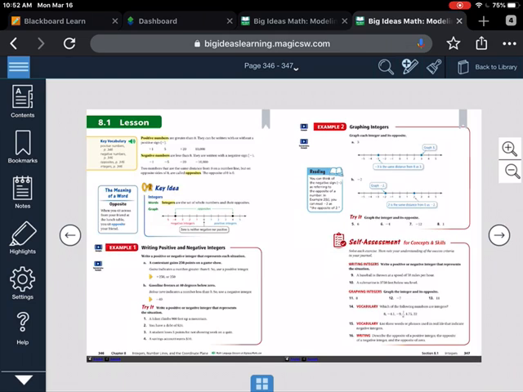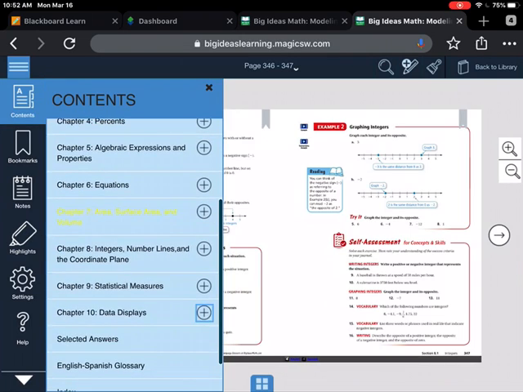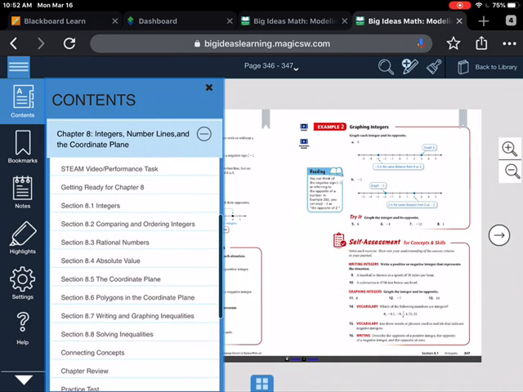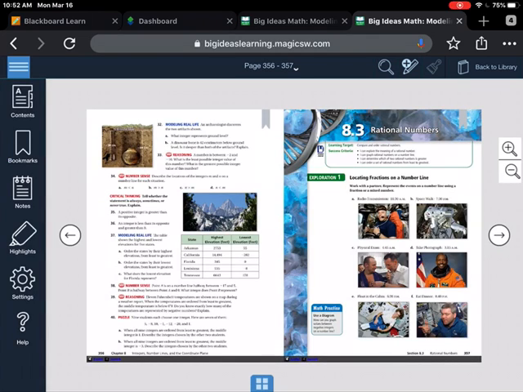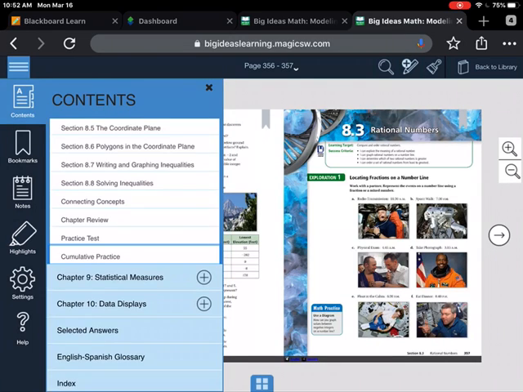Okay, so I'm already turned to the section that we are on, which is 8.1, but if you're not, you can just click over here on the top left where it says contents. It's a great way to move around the book quickly. You click on the contents and you can see every chapter. So as you can see, chapter 8 here, if I click on that plus, maybe you understand integers, you understand comparing and ordering integers, but once you get to rational numbers you need help, you could then click on 8.3. So I just clicked on 8.3 and now this takes me directly to 8.3. So back to the contents because we're not there yet. We're going to go to 8.1.